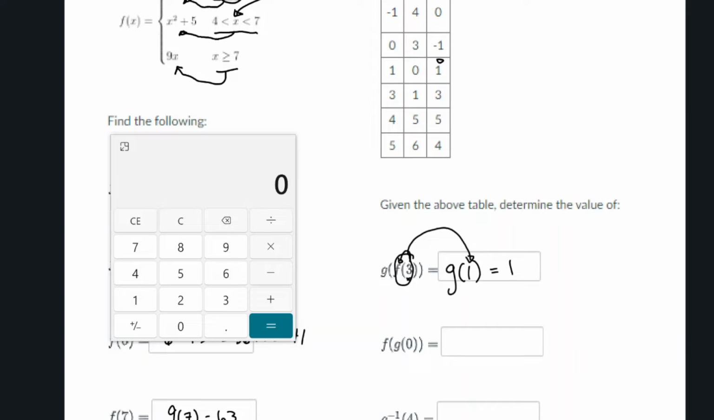Okay, so now the next one. Now in the next one, g is the inside function, and we're inputting the value 0. So I go to 0, and I say, what's the value of g at 0? Well, it's negative 1. So f of negative 1, because the whole g of 0 gets replaced with negative 1. And now I'm like, okay, negative 1, here's my x value, but I care about the function f, so we look over, and that's 4.